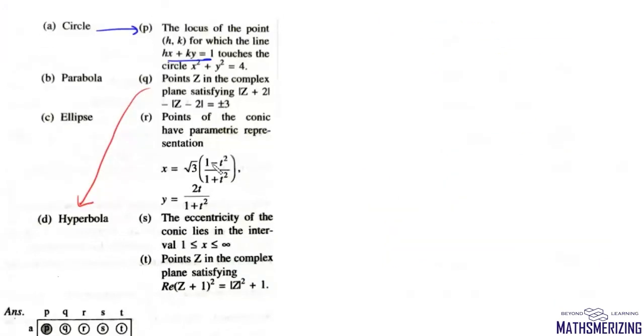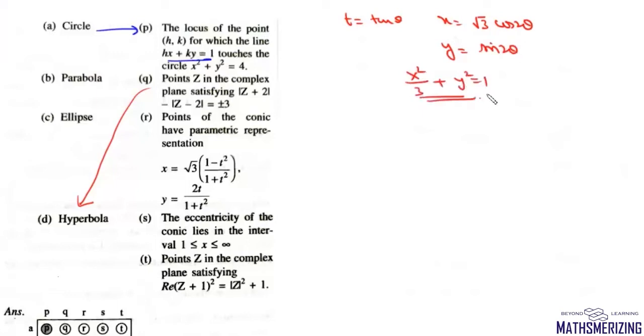Now the third one is x is root 3 times (1 − t square) upon (1 + t square) and y is 2t upon (1 + t square). We'll take t as tan theta. Then x will be root 3 cos 2 theta and y will be sin 2 theta. Then we can write x square upon 3 plus y square equals 1, which is nothing but an ellipse. So this R matches with C. Now S is, eccentricity of the conic lies in the interval from 1 to infinity. If it is 1, it represents a parabola, and if it is greater than 1, it represents a hyperbola.